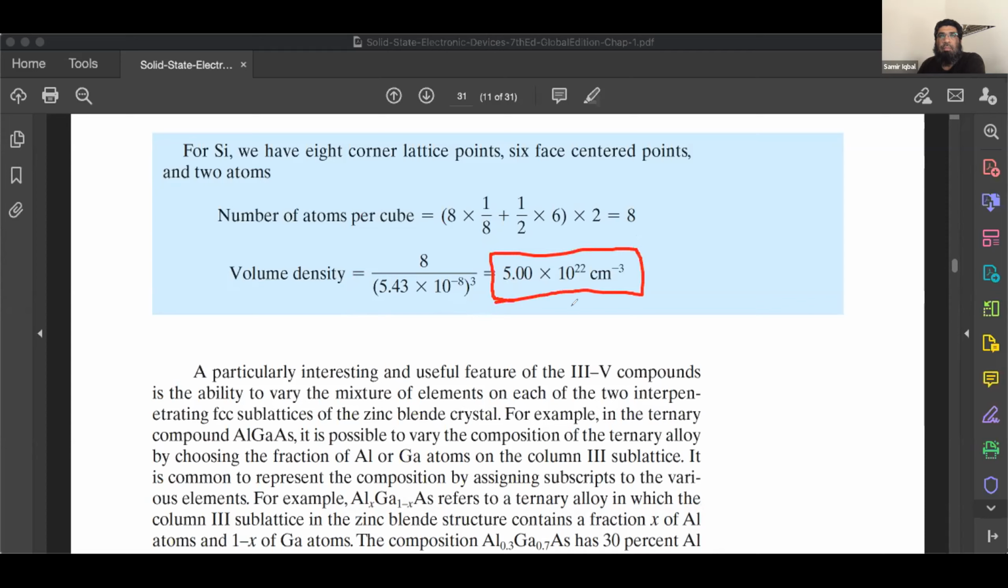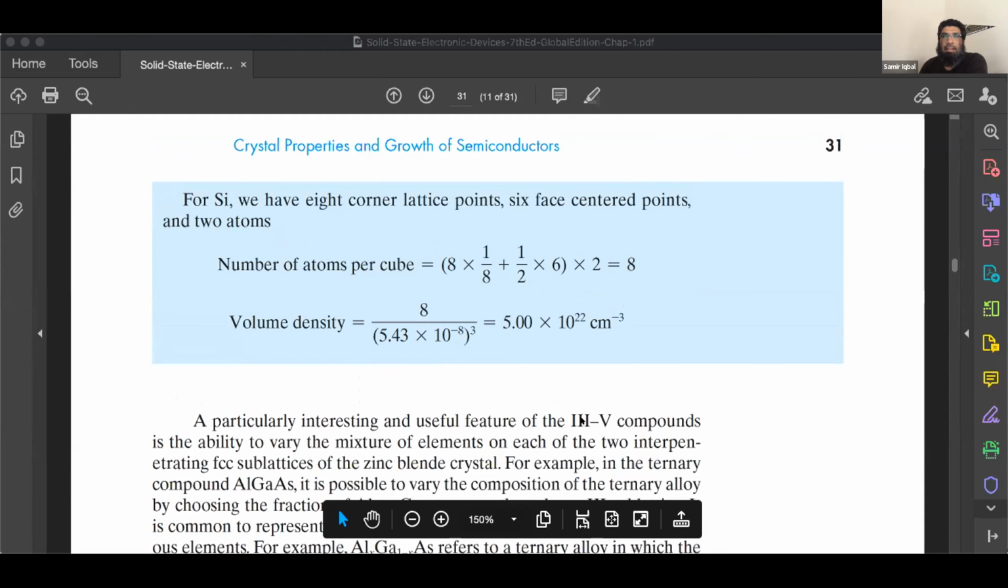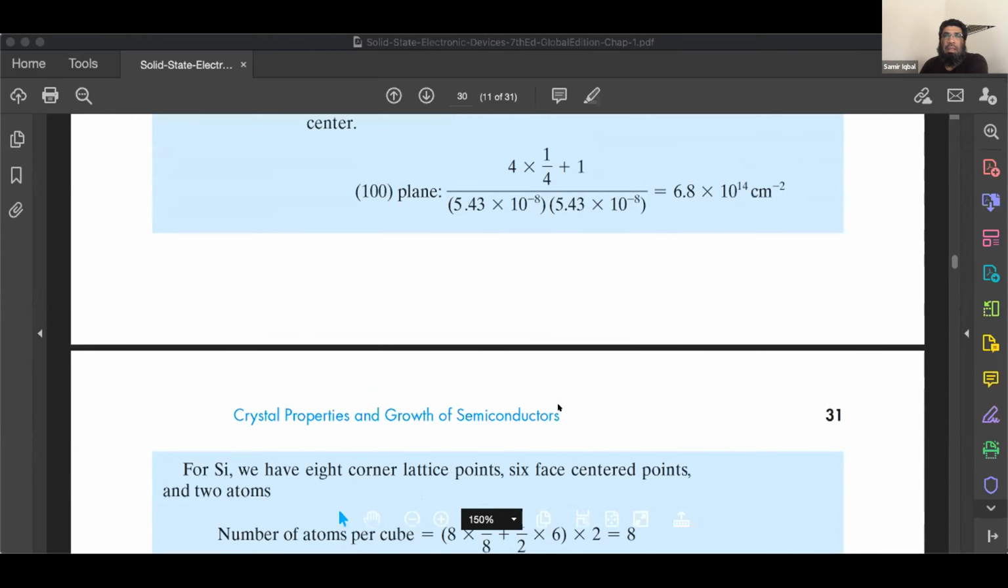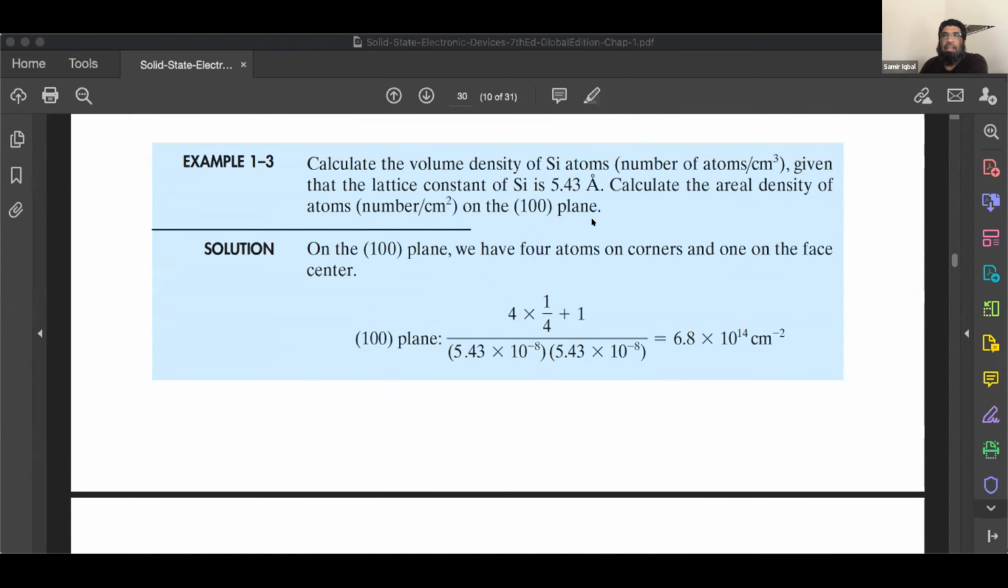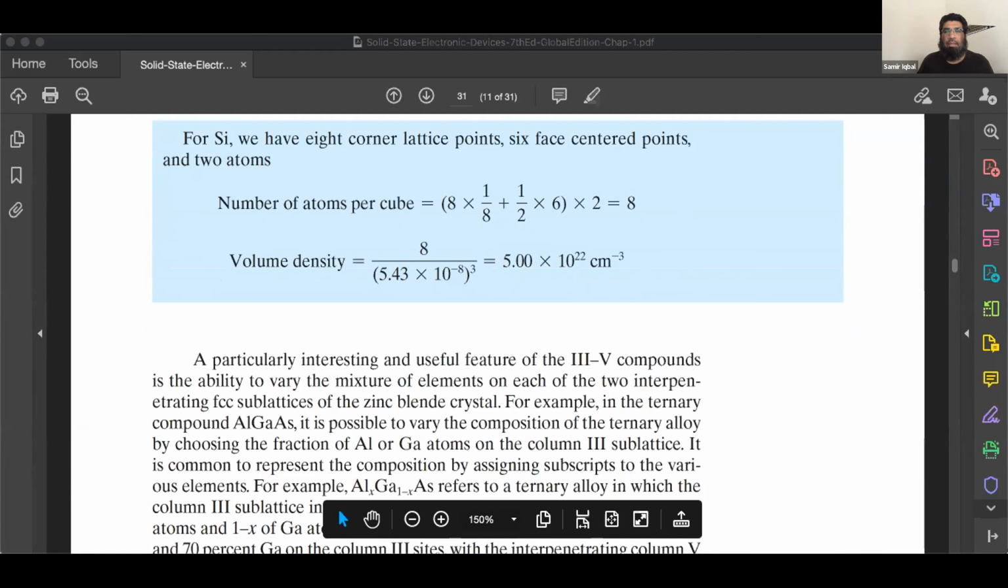in 1 centimeter cube. Now, does the plane matter now? It doesn't matter, because the plane was important when we had to know which plane to pick to find the areal density, right? But what matters, and it will come later on, is if we have any doping done to that. But for silicon, that's the volume density of silicon atoms. All right, questions?